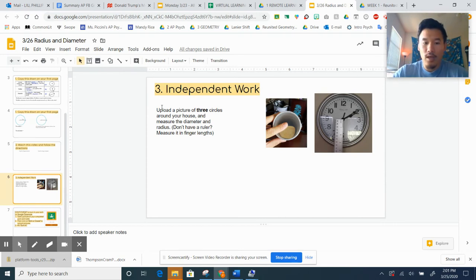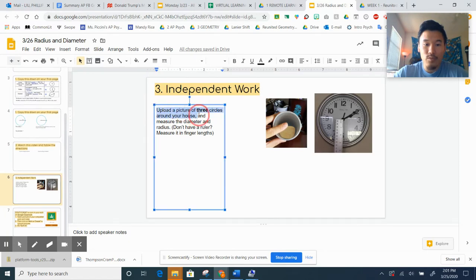Right. So instructions here say to upload a picture of 3 circles around your house. Measure the diameter and the radius. Now, if you have a ruler, I highly suggest you use a ruler. If you don't have a ruler, then I would tell you to just measure using your finger. Right. You can make up your own units using your finger. So after you've taken those pictures, I need you to type in what the radius and the diameter are.